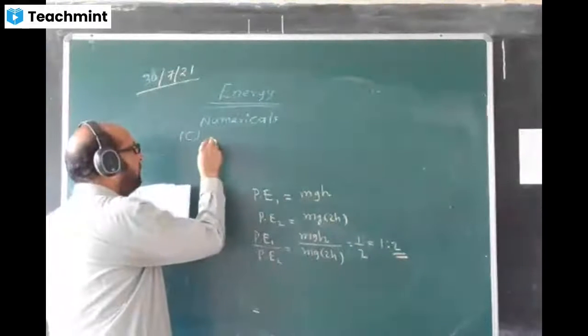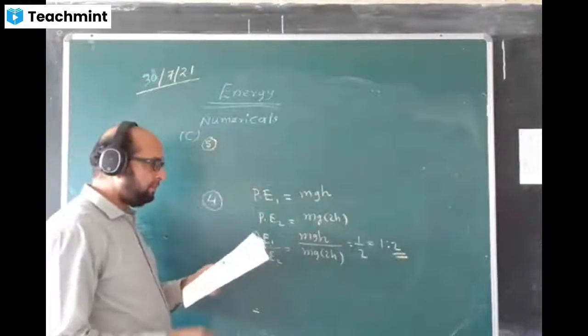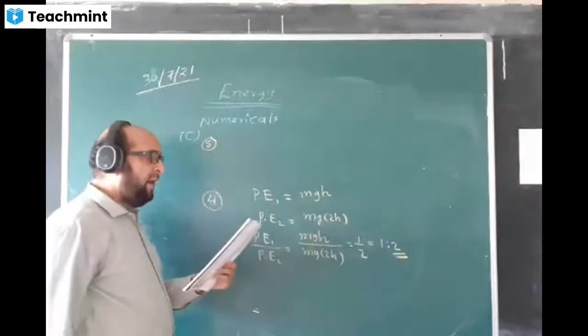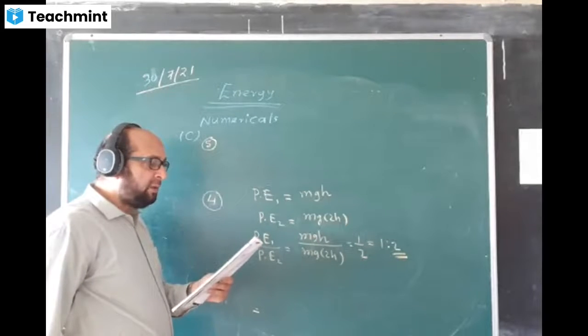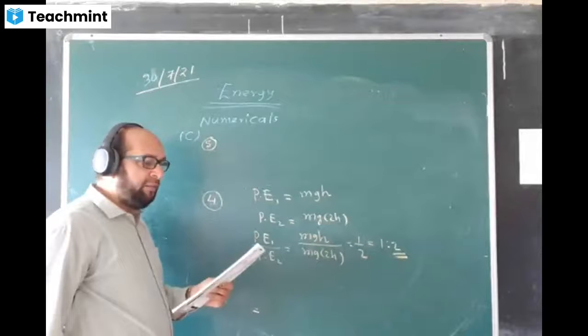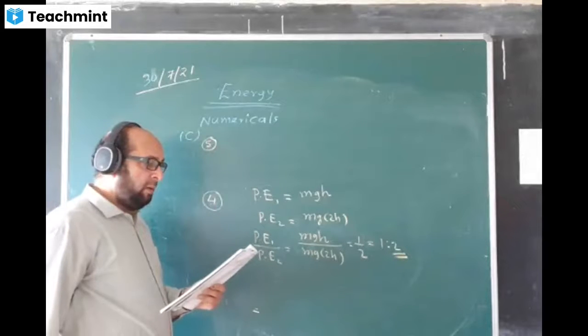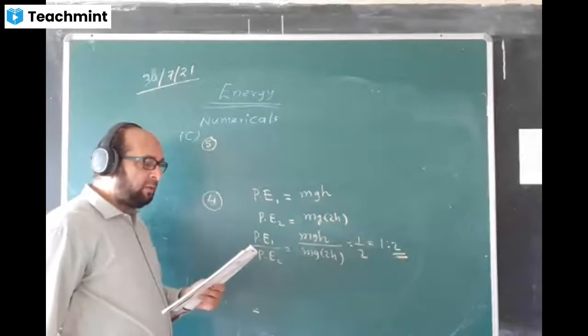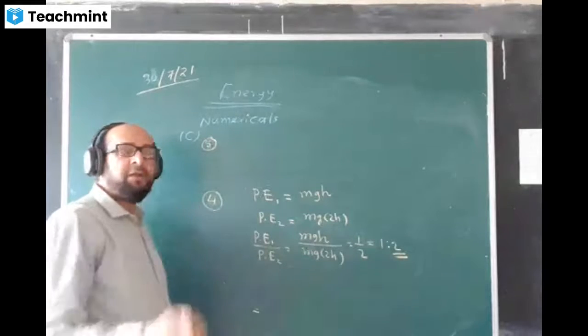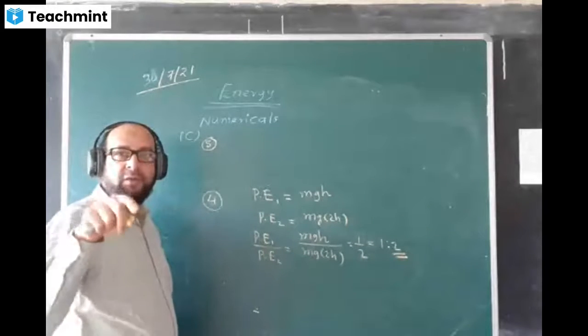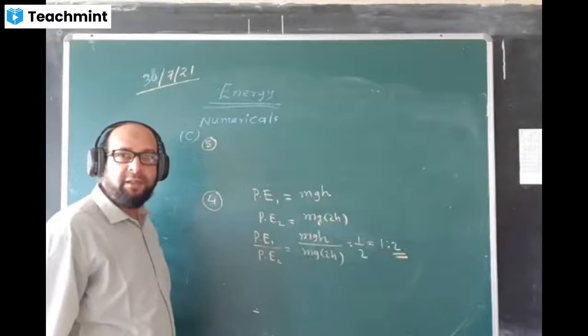Question number 5 now. Find the gravitational potential energy of 2.5 kg mass kept at a height of 15 meters above the ground. The force of gravity on mass 1 kg is 10 Newton. The force of gravity on 1 kg mass is also known as small g, that is acceleration due to gravity.